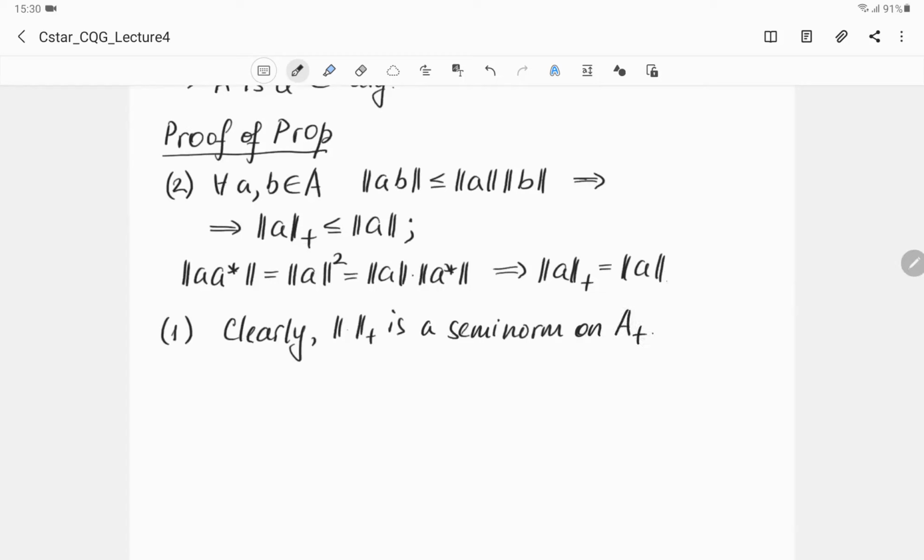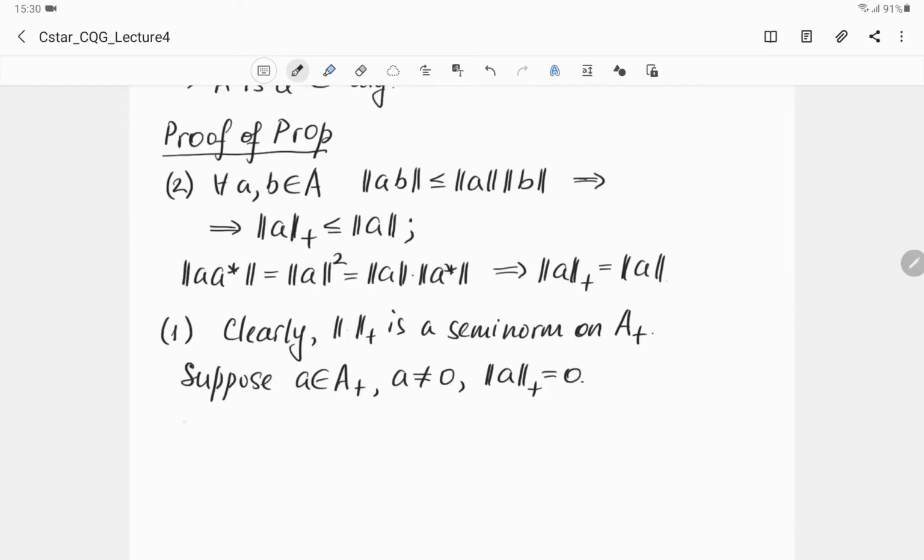And let's assume that it is not a norm. So suppose that little a is an element in the unitization, is non-zero, but this seminorm vanishes at a. And let's try to get a contradiction.